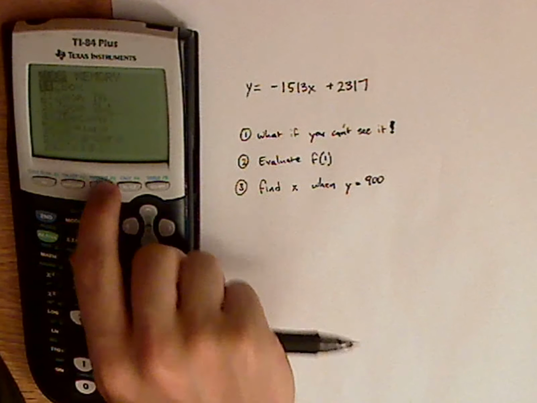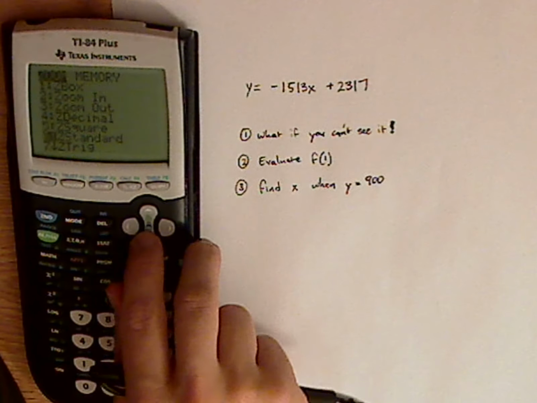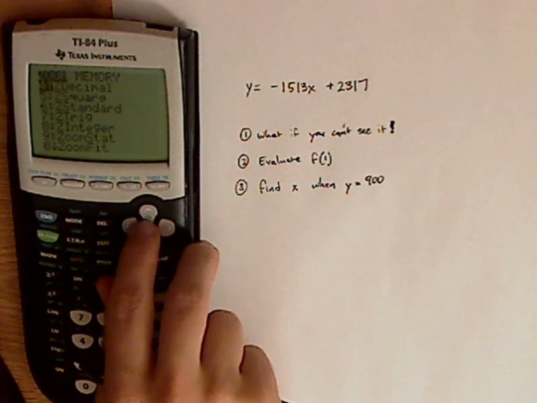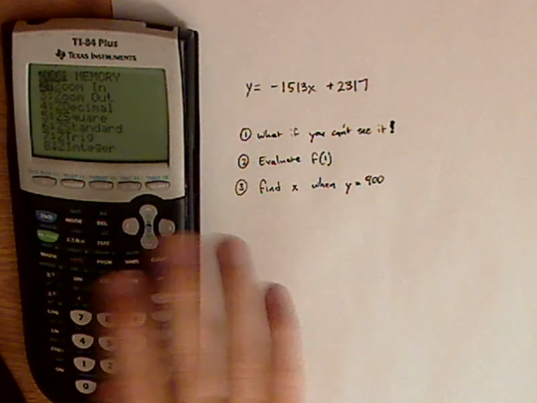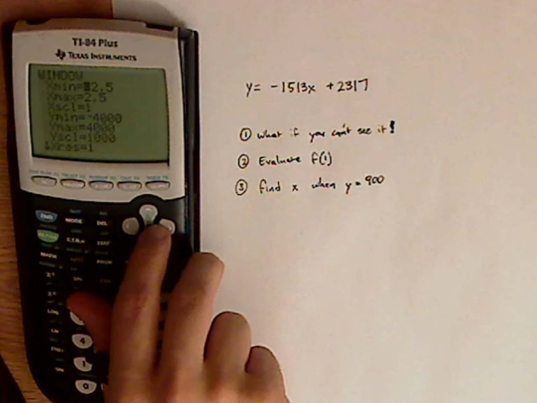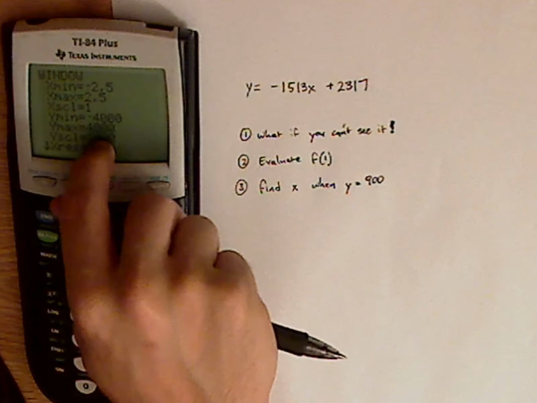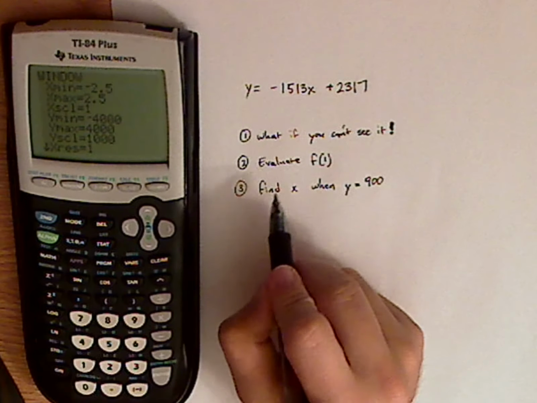Let me just review the buttons. I first did zoom fit, and then I messed around with zooming in. I pushed zoom in, it was fine, and then I went to window to adjust the mins and maxes on the x-axis. I didn't have to do anything there, but I had to adjust the y's, make them look nicer. So I just did some rounding there.